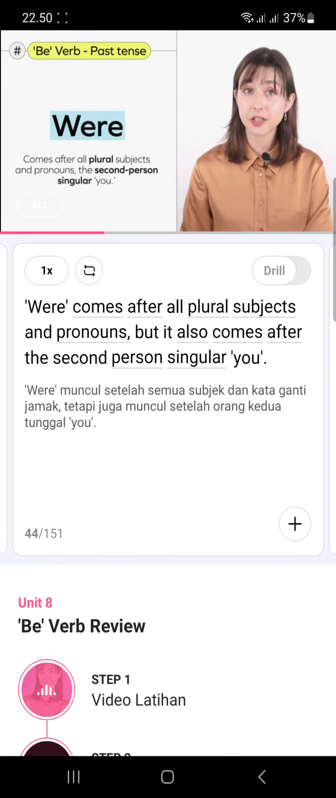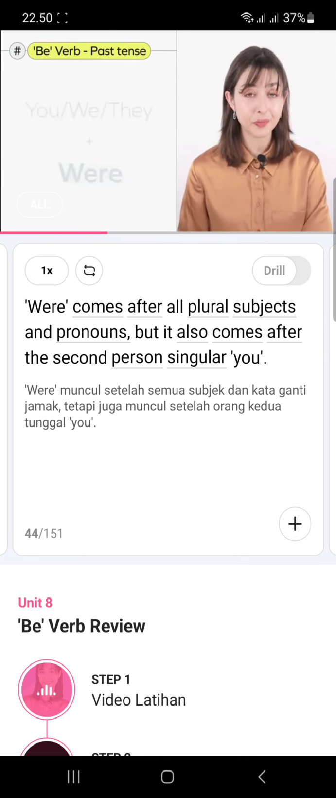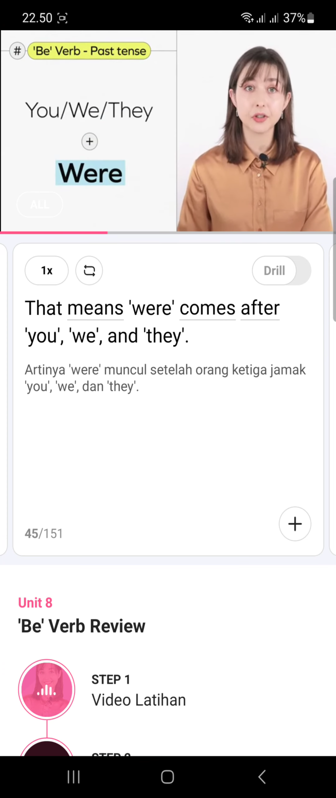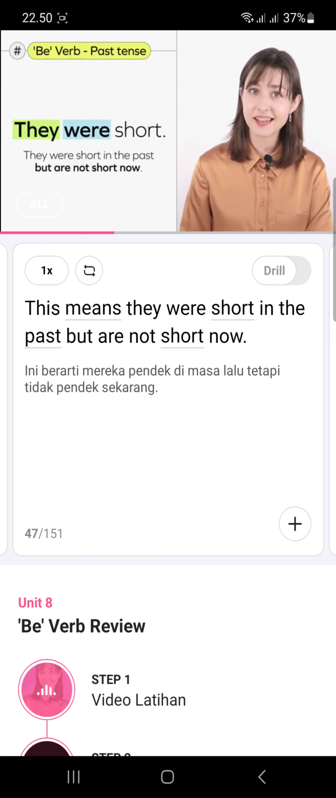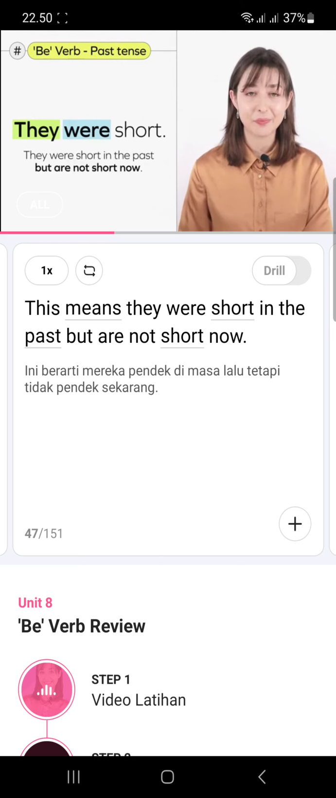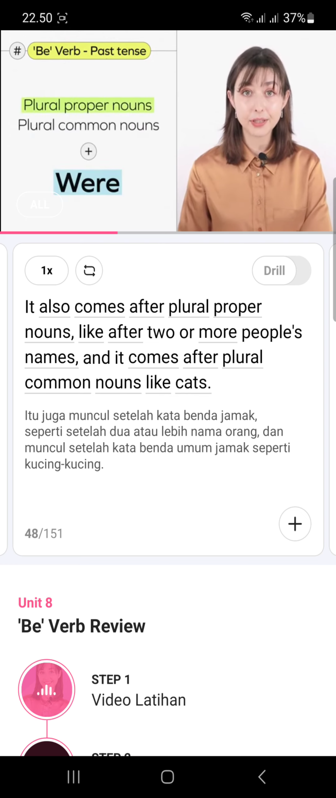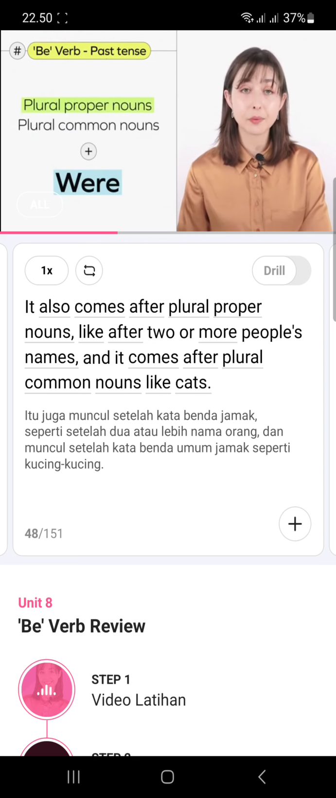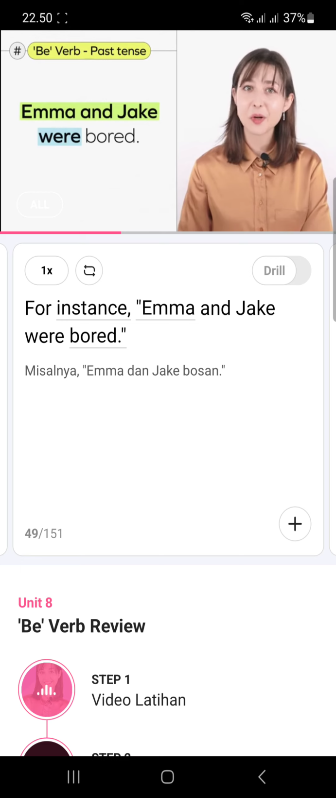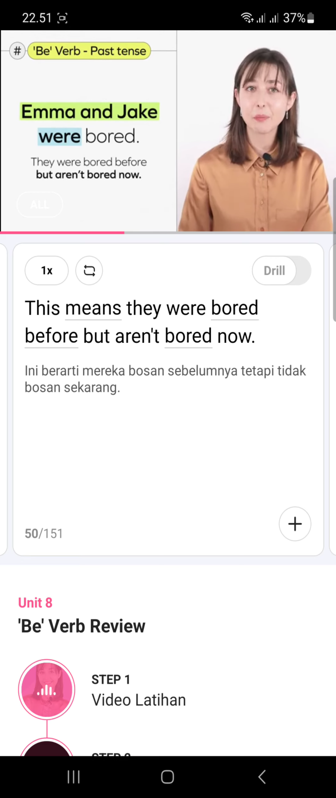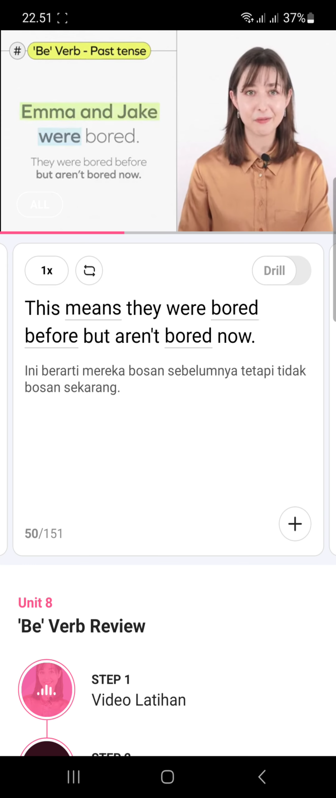Were comes after all plural subjects and pronouns, but it also comes after the second person singular you. That means were comes after you, we, and they. For example, they were short. This means they were short in the past, but are not short now. It also comes after plural proper nouns, like after two or more people's names, and it comes after plural common nouns, like cats. For instance, Emma and Jake were bored. This means they were bored before, but aren't bored now.